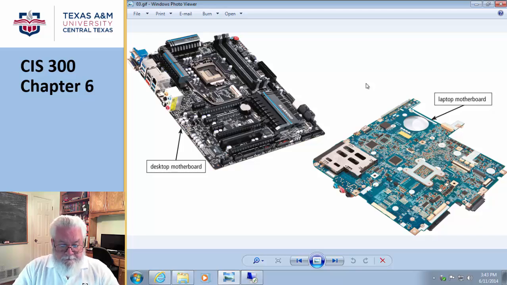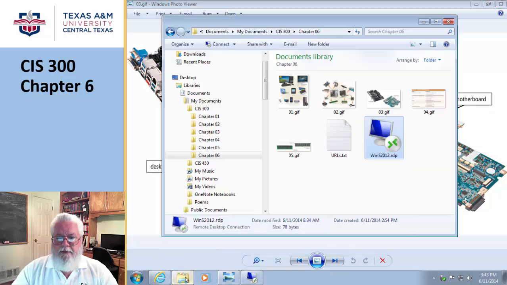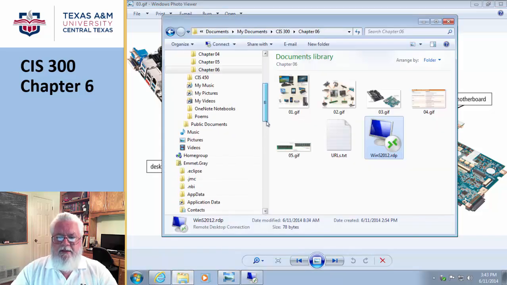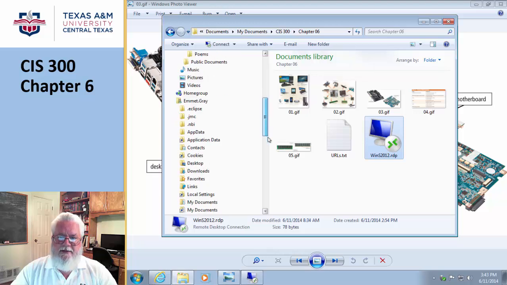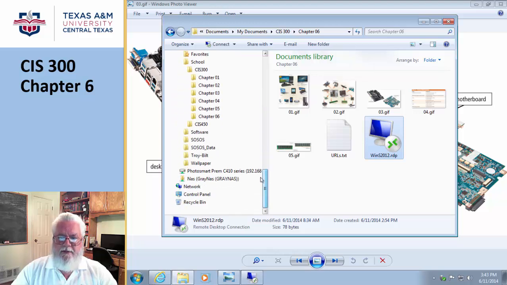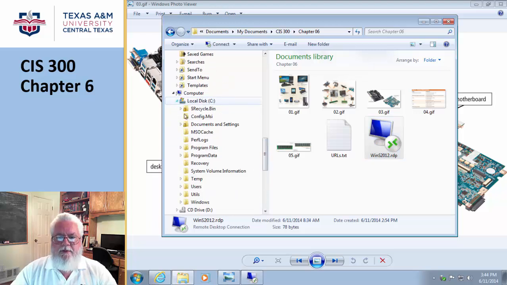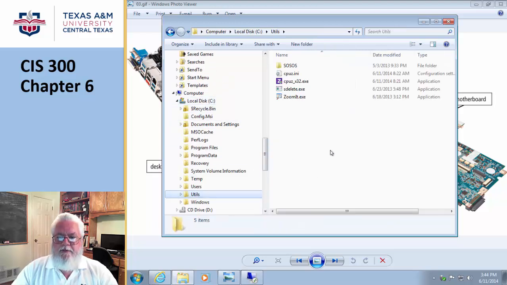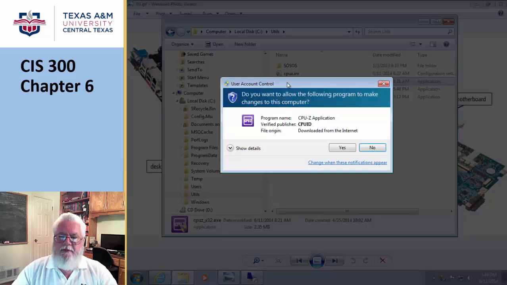Okay. There's a really cool tool that you can download, and this tool is called CPU-Z. That's the name of the little utility. What it'll do is tell you everything you ever wanted to know about your processor but were afraid to ask. I'm just going to run this.